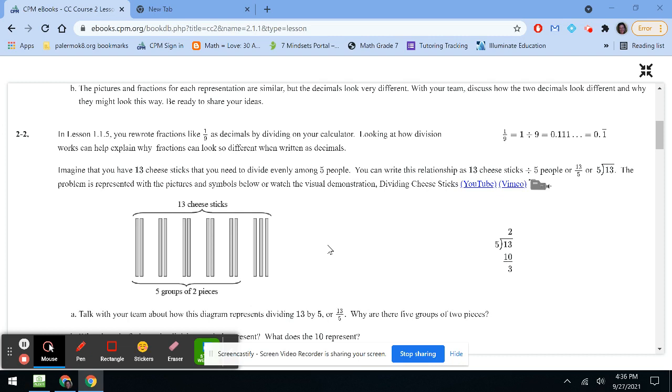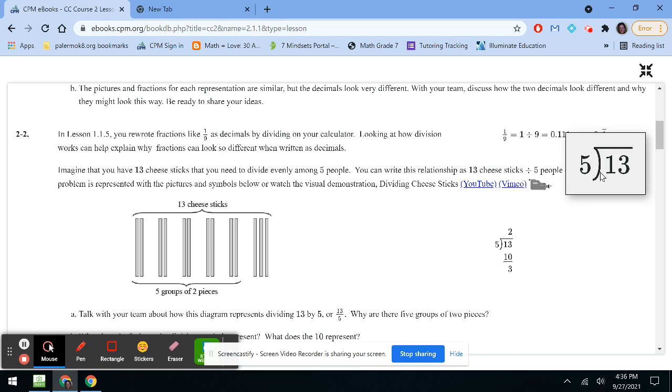Imagine that you have 13 cheese sticks that you need to divide evenly amongst 5 people. So perhaps that's the end of the bag that you have, and you and your friends are really, really hungry for your favorite snack. How are you going to make sure that everyone gets a fair amount? You can rewrite this relationship as 13 cheese sticks divided by 5 people, or 13/5, where 13 is divided by 5. You can kind of see that right here, or right here we have 13 divided by 5.